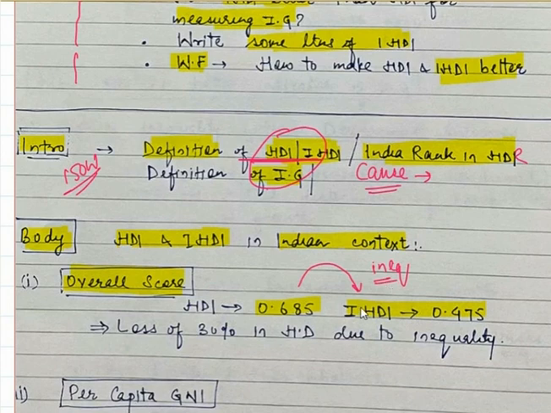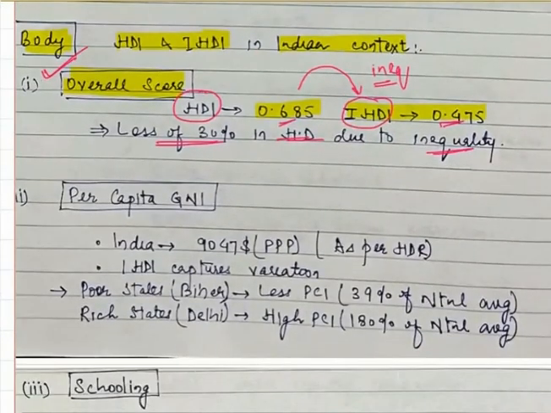And the difference between these two, IHDI and HDI, it actually tells what is the loss in human development due to inequality. So 0.475 is 30% less than 0.685. So we can tell that there is a loss of 30% in human development due to inequality in the country. All right. This is the comparison regarding overall score. Let's move to further parameters for their distinguishing. We'll be distinguishing each and every indicator.